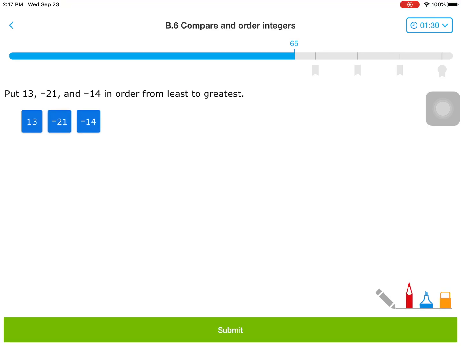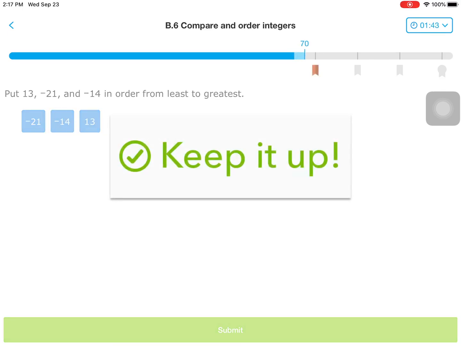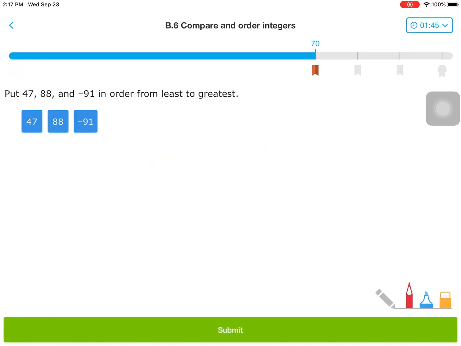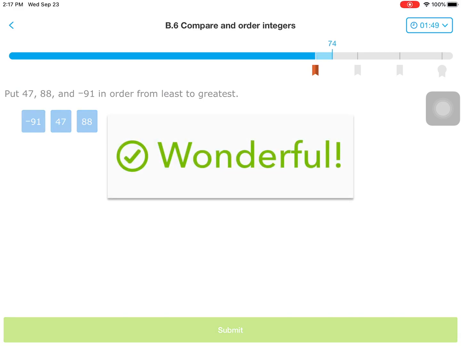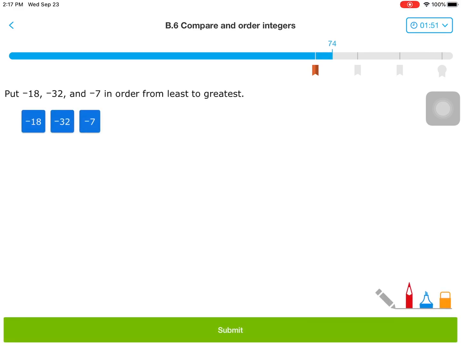Okay, so in this case, same thing. You have 14 negatives, 21 negatives, and 13. Well, obviously 13 is the biggest. 14 would be the next closest to 0, and then -21 is the furthest away. Negative, and then 47 and 88. So those ones are pretty straightforward.